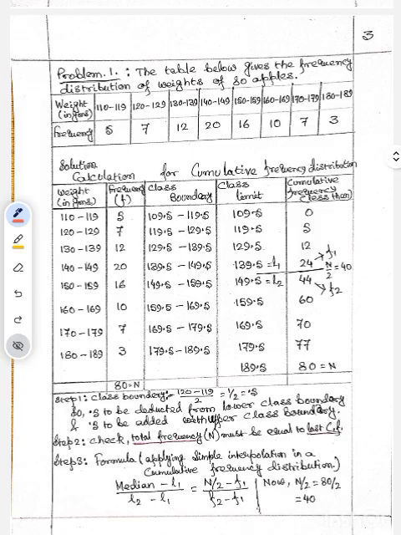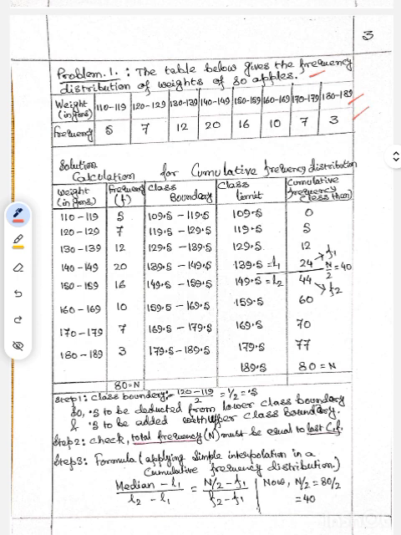Okay, so here is a problem. The table given below is the frequency distribution of the weight of 80 apples. We have 80 apples, their weights are given, and on that basis we find the median. According to weight, it is divided into 8 classes, and the frequency of each class is given: 5, 7, 12, 20, 16, 10, 7 and 3.